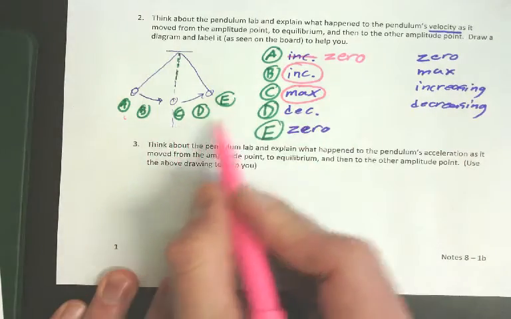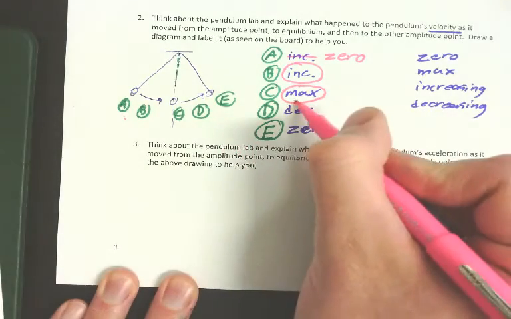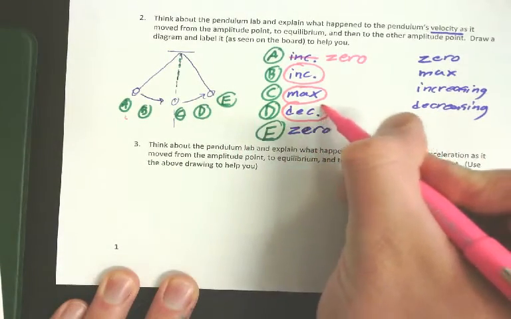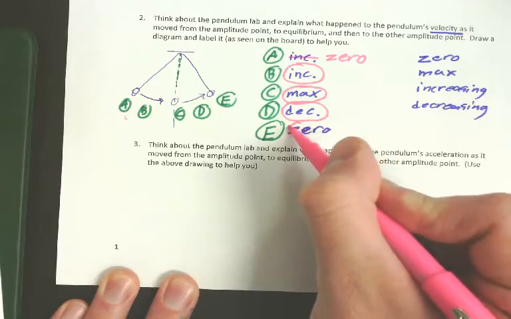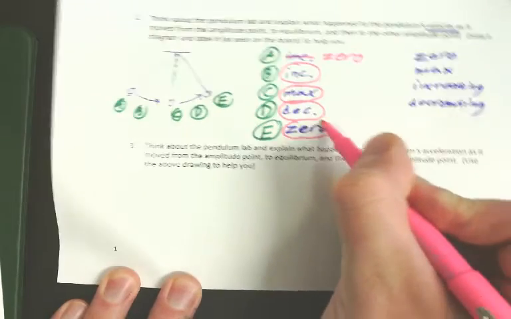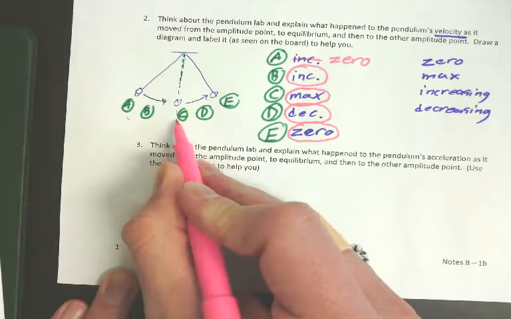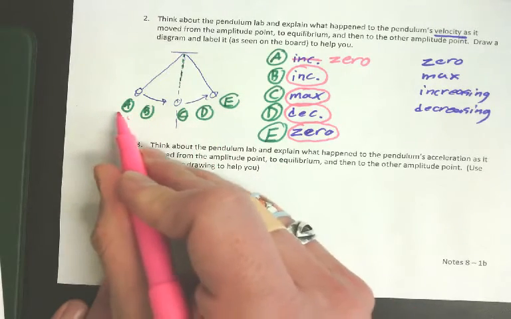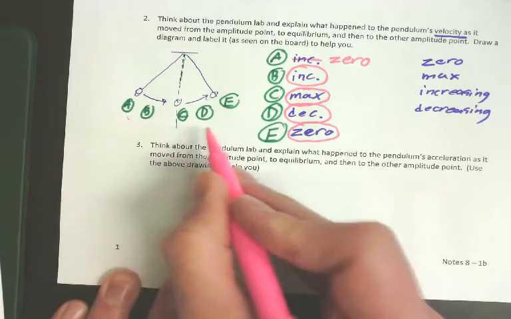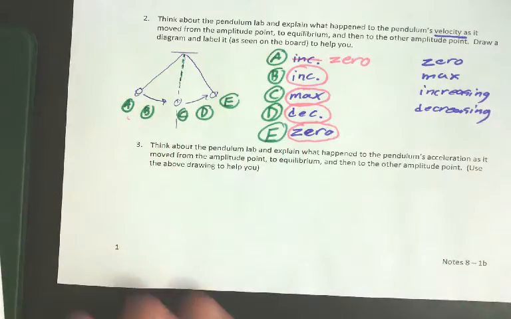As it goes away from there, it starts to slow down, and it stops at E. Now, it obviously doesn't stay there. It'll go back the other way now, and it'll be 0, increasing, max, decreasing, 0, then increasing, max, decreasing, 0. It'll just repeat.